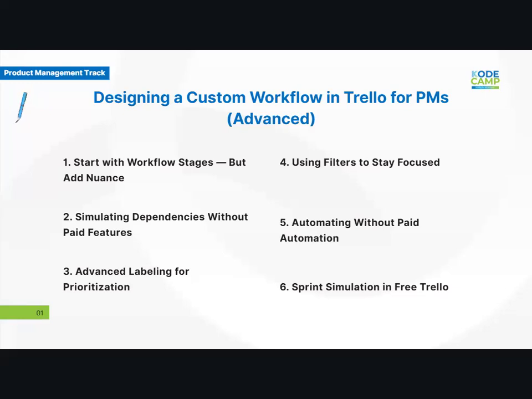Now, one way to simulate it in your Trello is option 1. You need to simulate it through label-based dependencies, right? Use a label called blocked, in red, right? If a particular feature has been blocked, just put it in red under labels, right? In the card description, you need to mention that this has been blocked.